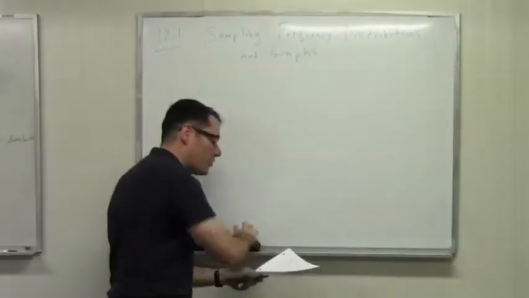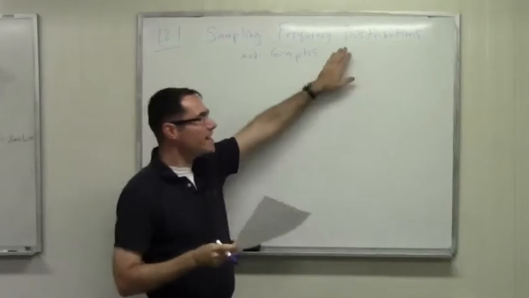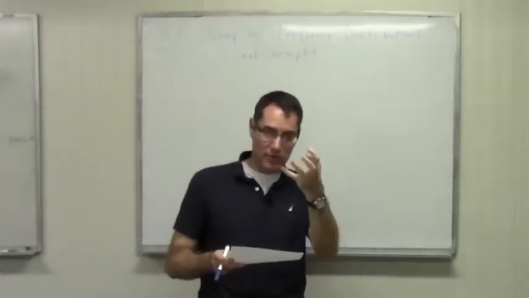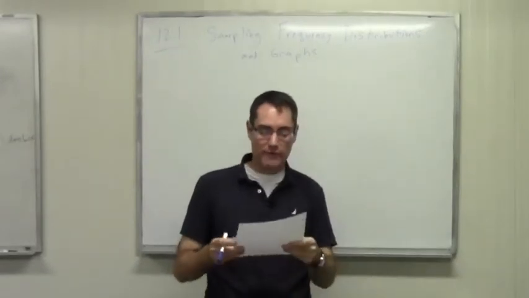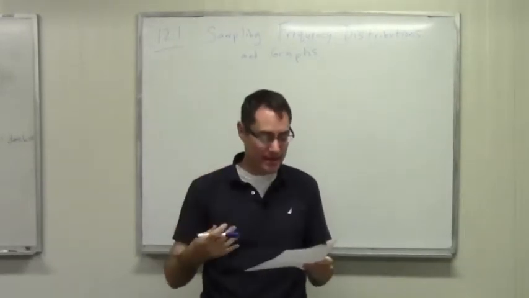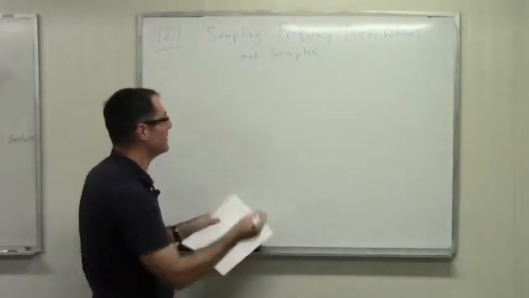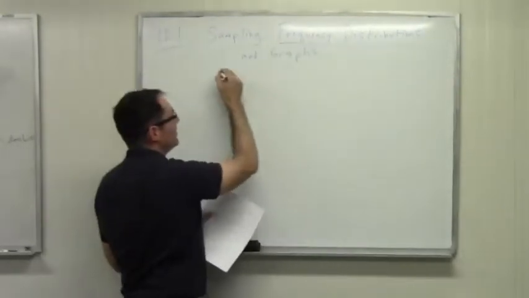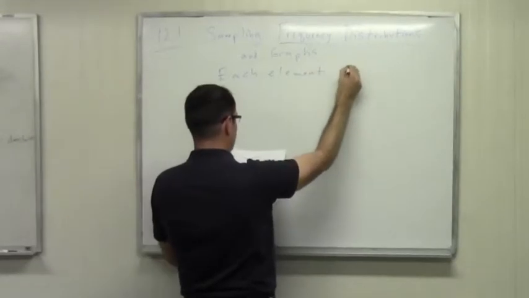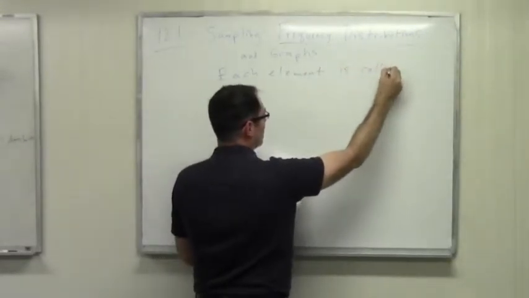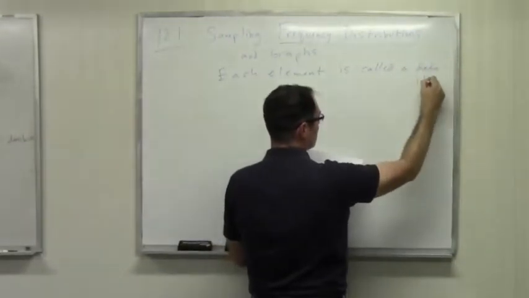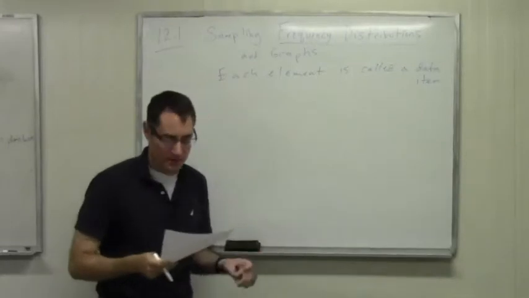So the next thing we're going to talk about is this idea of a frequency distribution. Once we have that sample, once we've picked the right amount of people, we need to summarize it somehow. We need to show that data somehow. Each element in this frequency distribution is called a data item, or a datum, I guess sometimes they call it that.